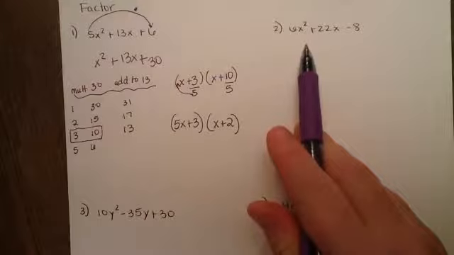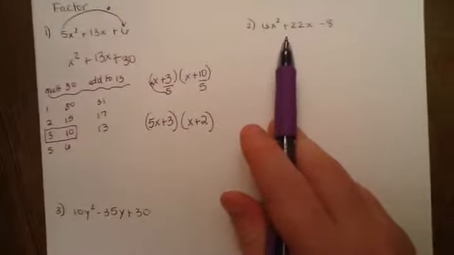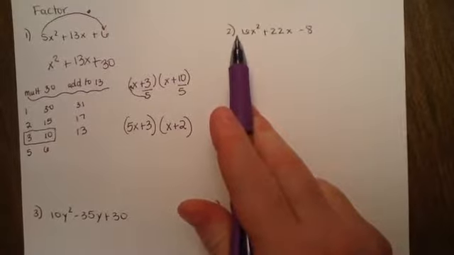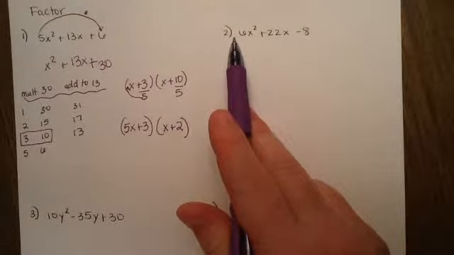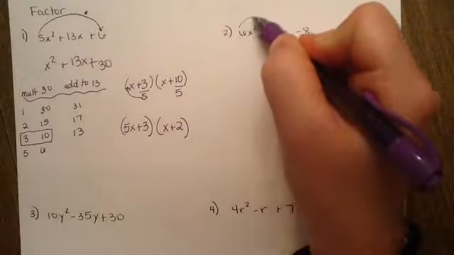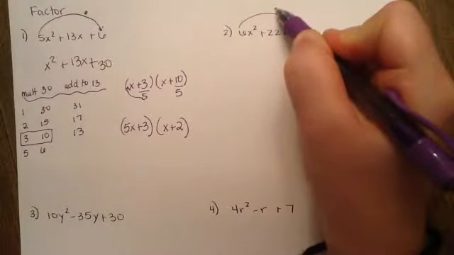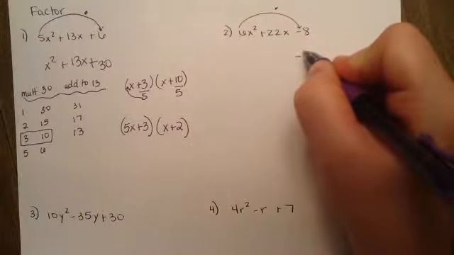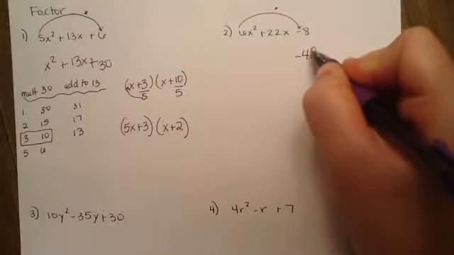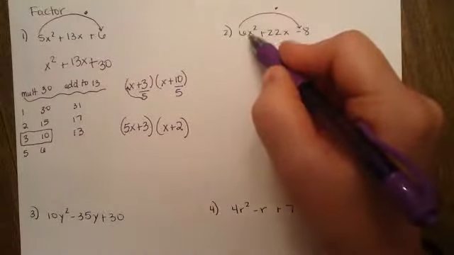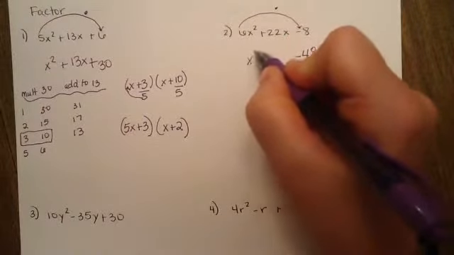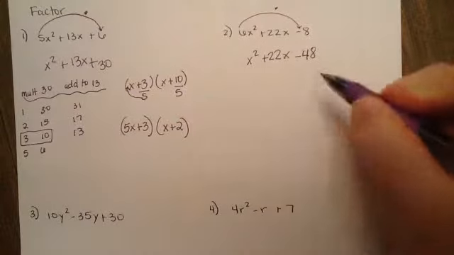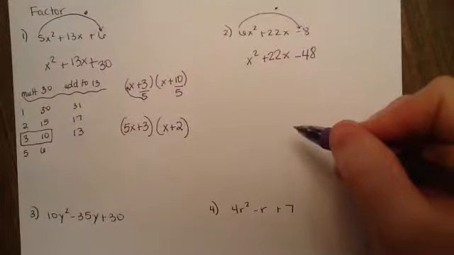Let's take a look at this one. What should we do first here? There's a 6 out front. Can I factor it with a 6? No, so how do I get rid of it? Times it to the end. 6 times negative 8, negative 48. And bring down your other pieces. This now becomes x squared plus 22x minus 48.